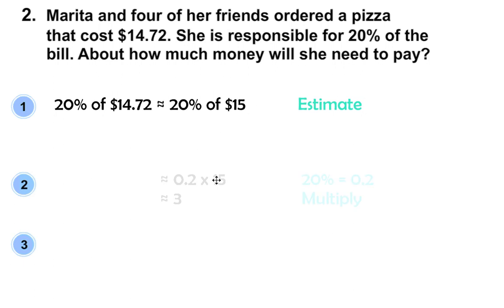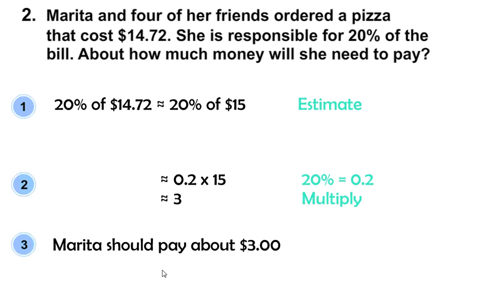So the next thing we're going to do is convert 20% to 0.2, and then we're going to multiply. And 0.2 times 15 is 3. So Marita should pay about $3.